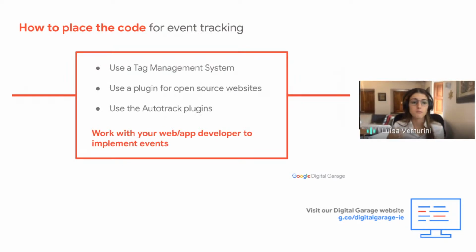As for how to do this, there are multiple ways that you could place the code for event tracking. You could use a tag management system. Google Tag Manager is one that I would recommend. It's quite easy. You build it into the website, and then from the tag manager, you can create more tags. I'm personally not a big expert because I'm not a developer, so I would always encourage using the advice of a developer, but it's always up to you what you feel comfortable doing. You could use a plugin for open source websites, or you can use the AutoTrack plugin. It's written there in red, not out of style for the slides, but because it's important: work with your web app developer to implement those events, and I'm sure it'll be quite a smooth setup.